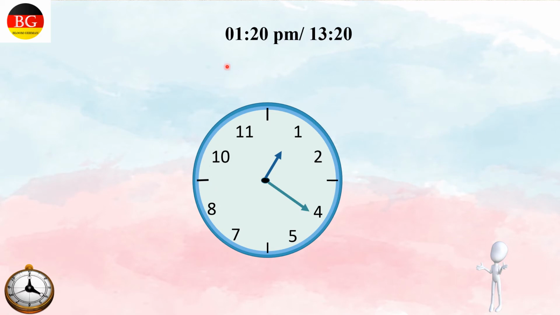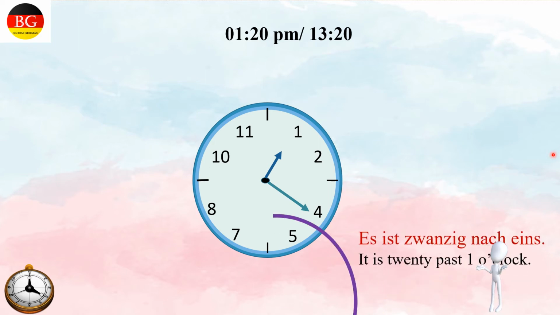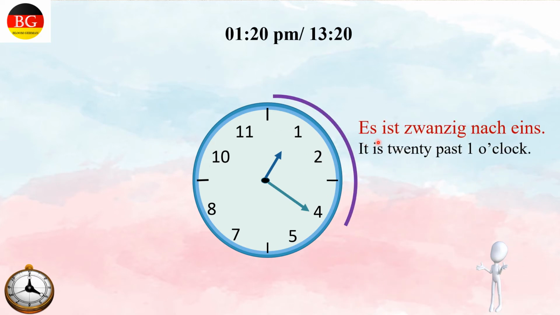So our next time is 1 hour 20 minutes. Here we will discuss 3 ways to tell this time. So wie spät ist es? We can say it 1 hour 20 minutes. So it is es ist 20 nach 1. It is 20 past 1 o'clock.